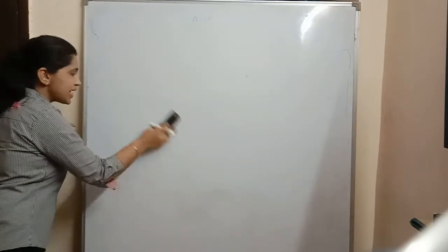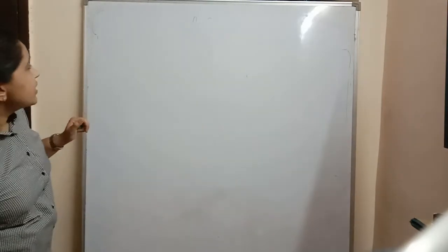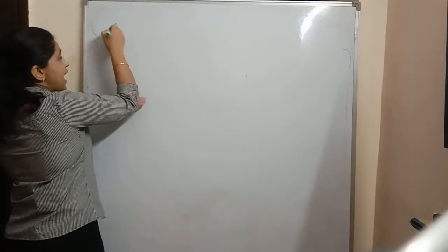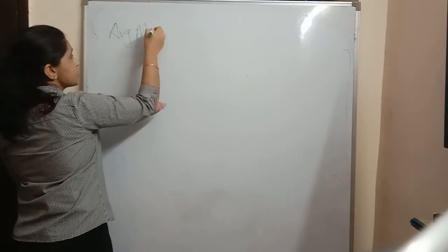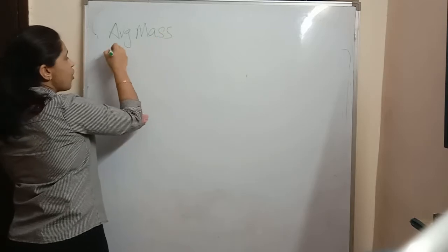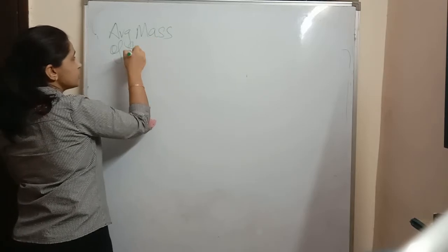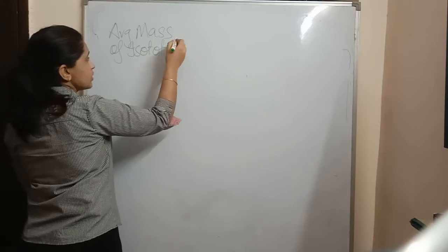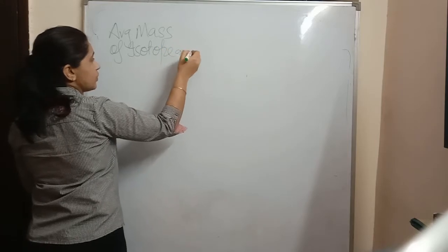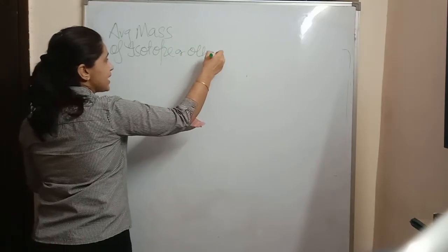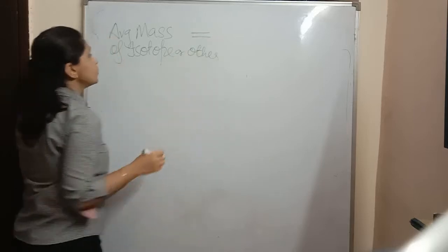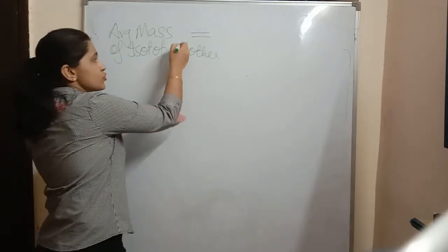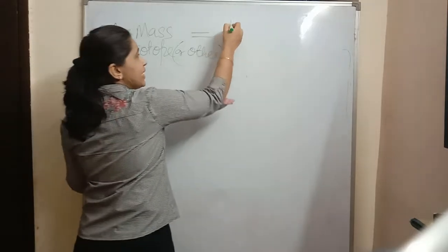So a few questions are there in your books in the first chapter, basic concepts based on it. So the average mass of isotopes, or others. You can apply this formula for others also. We will be discussing it, right? How do we calculate the average mass of isotopes or others?